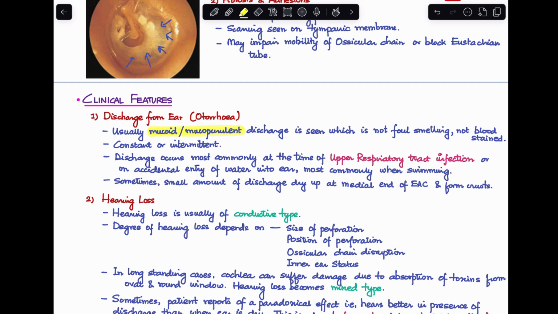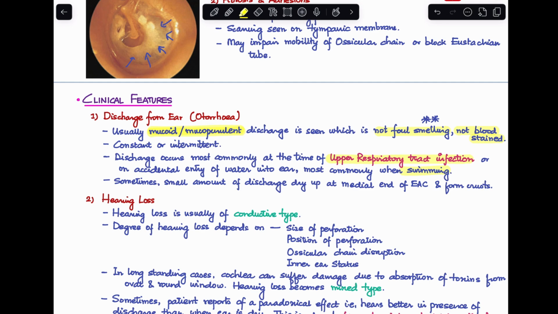And this discharge is not foul smelling and not blood stained. This is very, very important because it helps you in differentiating from the other type, which is the squamosal type. The discharge can be constant or intermittent, and most commonly you will see that the discharge occurs or even increases at the time of any upper respiratory tract infection or an accidental entry of water into the ear, most commonly when swimming, or it can even happen during bathing.